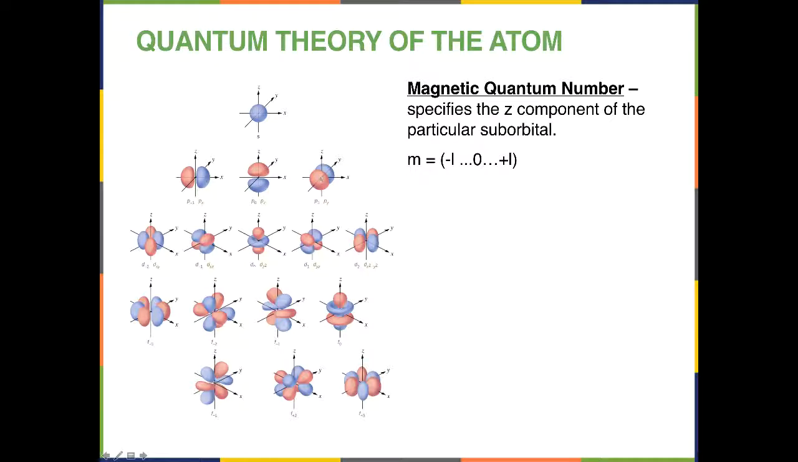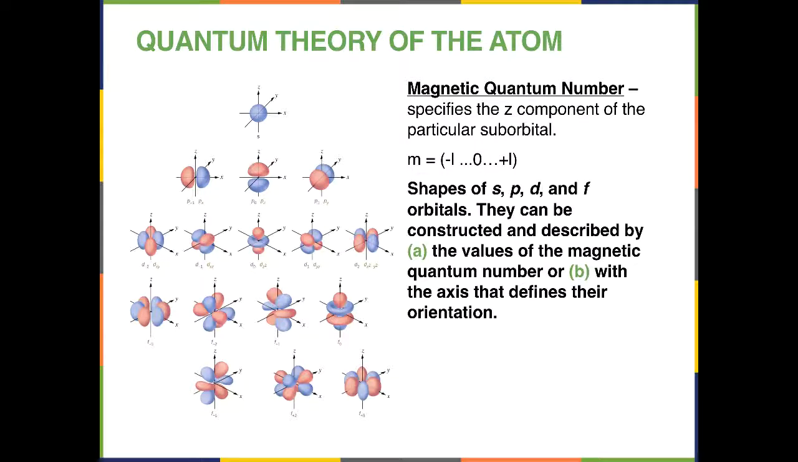Now it gets a little more complicated when you get to the third. This is n equals 3, L equals 2. That means that m can equal -2, -1, 0, +1, +2. And here's what all those various things look like. And you can tell that it gets quite complicated as you go along. But that's the third quantum number.